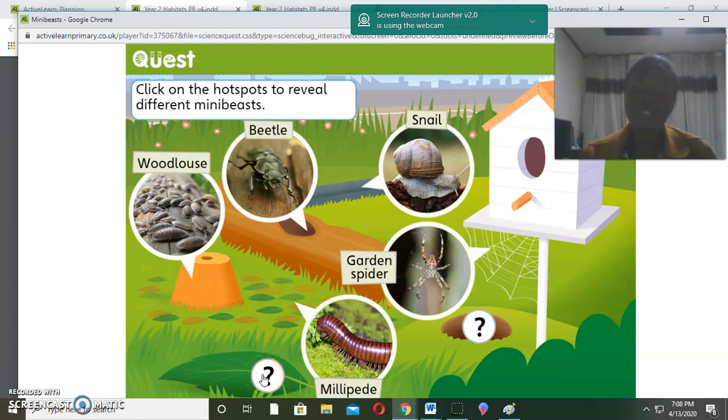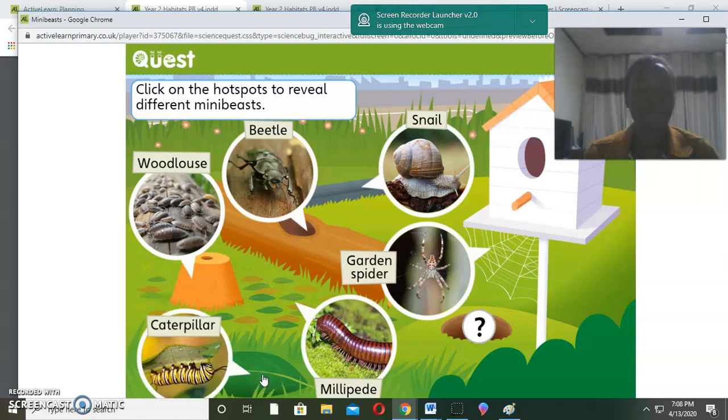Which type of an insect do you think lives here on the leaves? Let's find out. A caterpillar. Wow. Okay, so we have the last one. Which type of an insect do you think lives here? Giving you time to think. Okay, so let's find out.